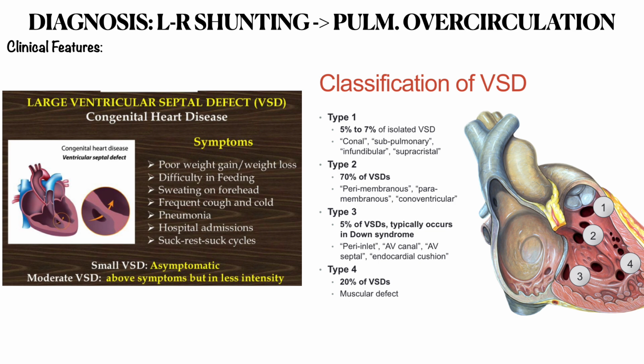So the classification of VSD according to the anatomical location can occur. Type 1 is 5 to 7% of isolated VSDs, that is conal or subpulmonary or infundibular or supracristal VSD. Type 2 is 70% of VSDs, that is perimembranous, paramembranous or conoventricular VSD. As you can see in the figure, the location is right there. And type 3, that is 5% of VSDs, typically occurs in Down syndrome, peri-inlet, AV canal, AV septal, endocardial cushion. And in type 4, 20% of VSDs are muscular defects.